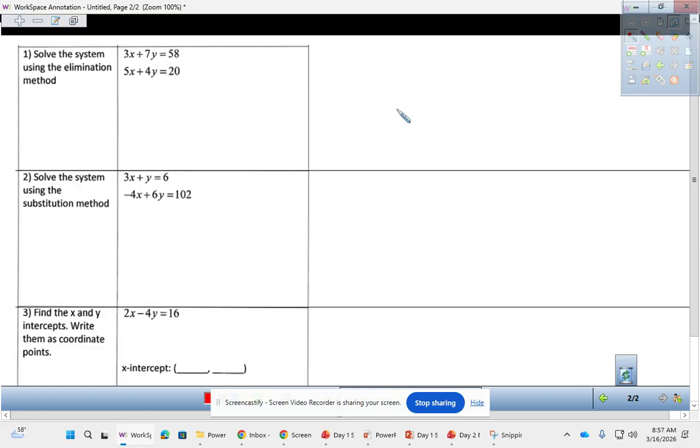Which one seems easier? 3 and 5. I think 3 and 5 sounds a little bit easier. So I'm going to work with eliminating X. However, you can work with 7 and 4 just the same, and you should get the same answer.